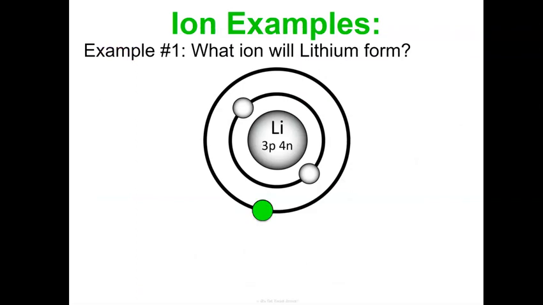Now, lithium has 1 valence electron, which means, is it going to give up 1 or take on 7? It's going to give up 1. If it gives up, is it creating a positively charged atom or a negatively charged atom? It's creating a positively charged atom because as soon as it gives up its electron, now it has more protons.